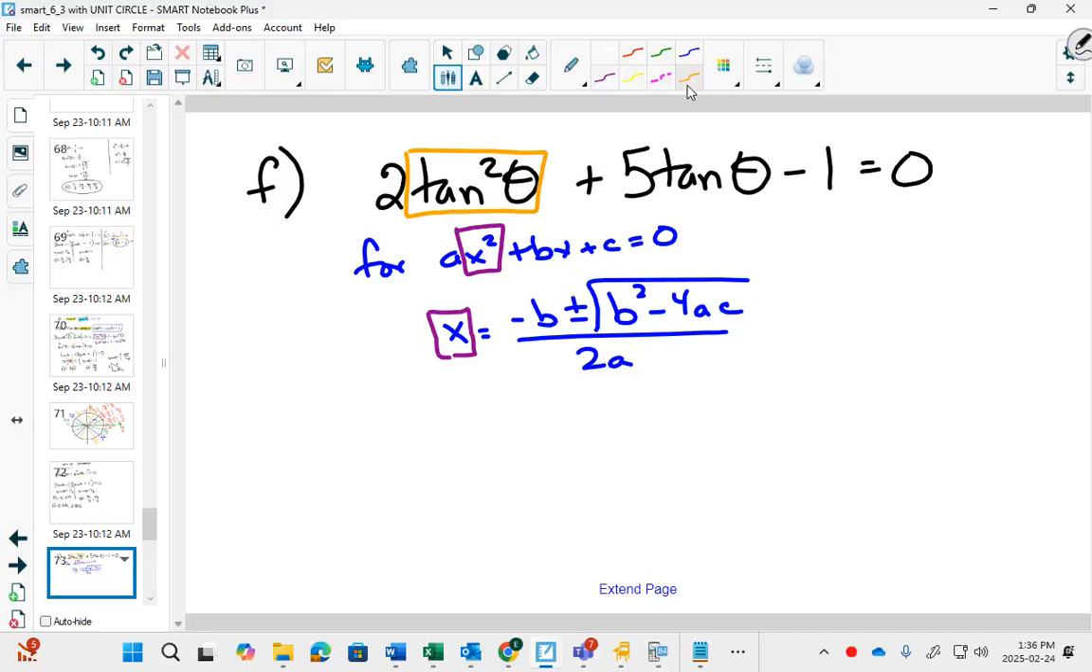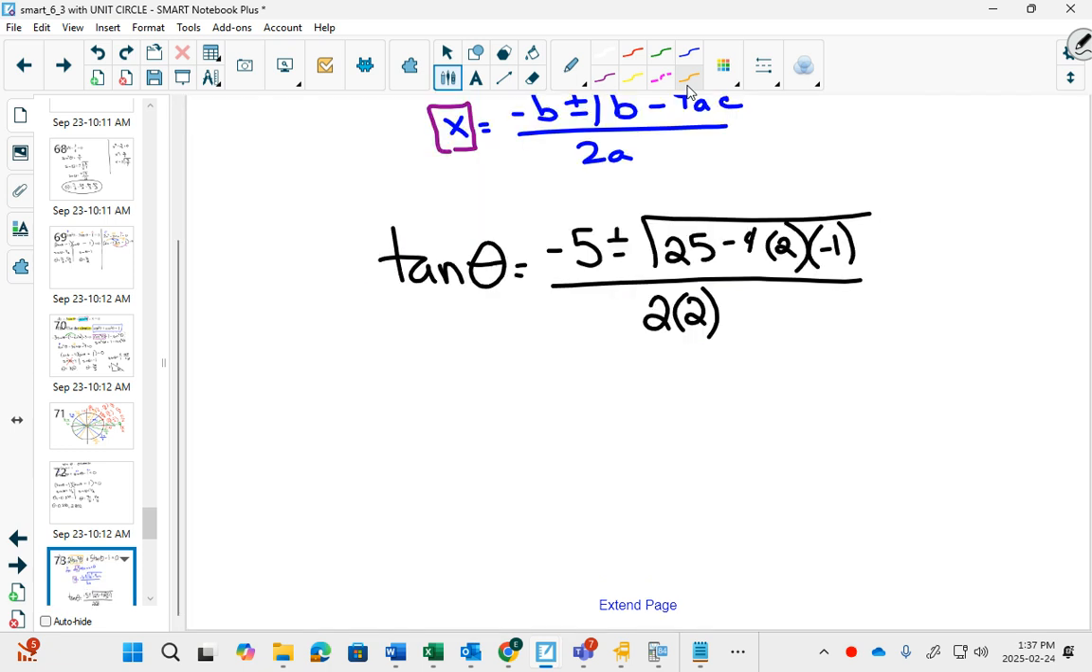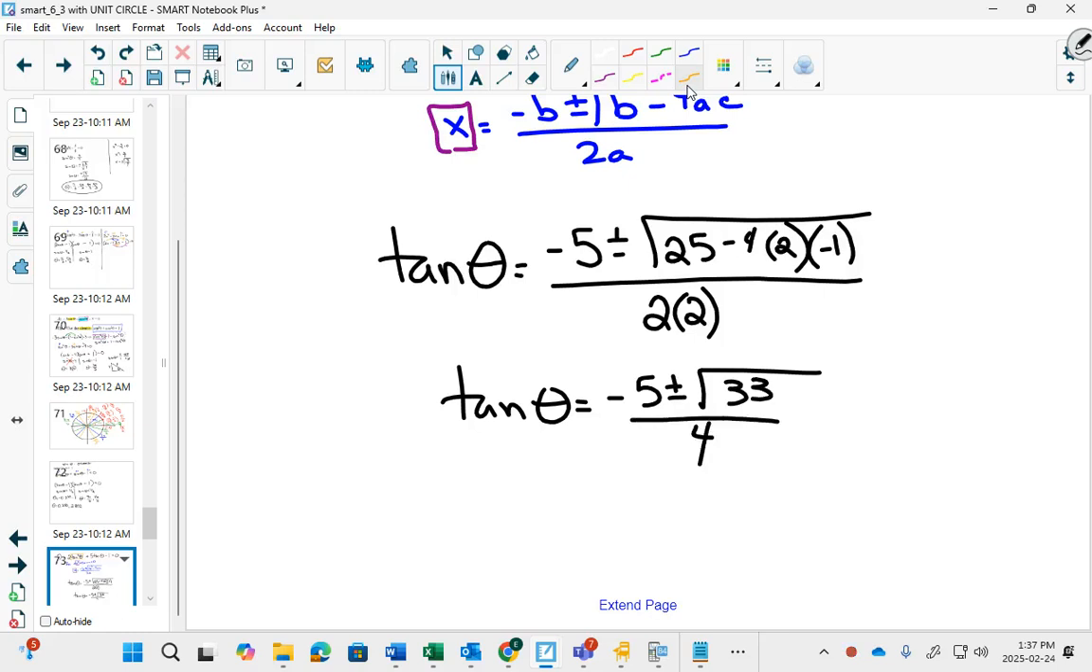So the first thing that we're going to do when we solve this and plug things into the formula, instead of x equals, we will write tan of theta equals negative b, negative 5, plus or minus square root. B squared would be 25 minus 4, and a is 2, and c is negative 1, over 2 times a. I'm just going to simplify this as much as I can.